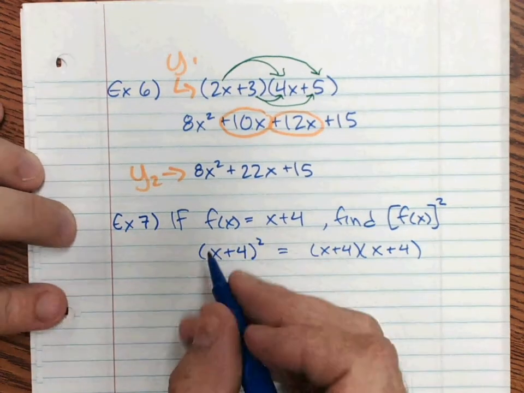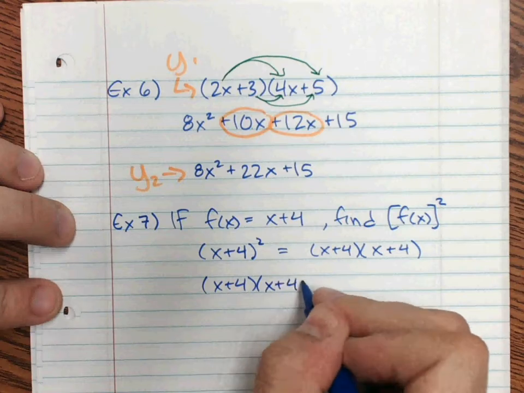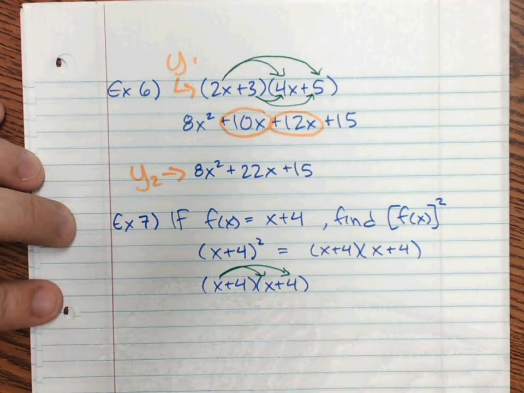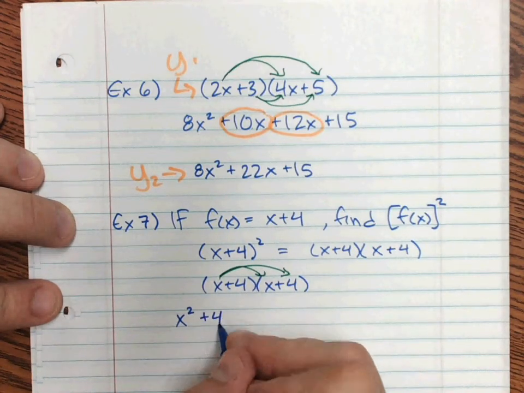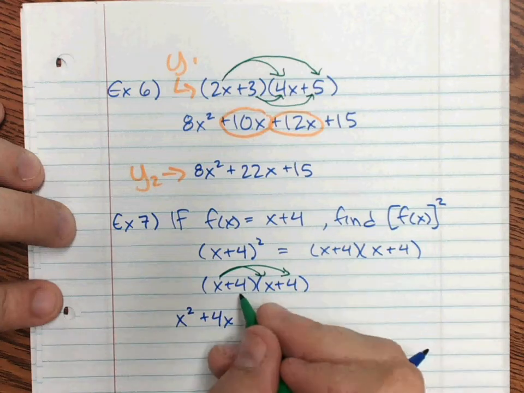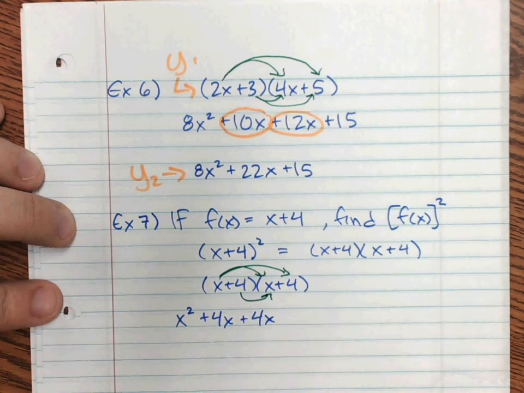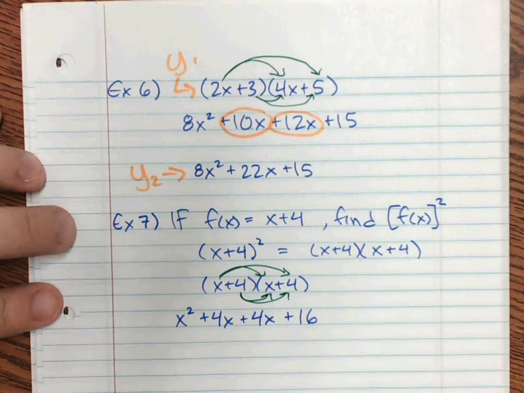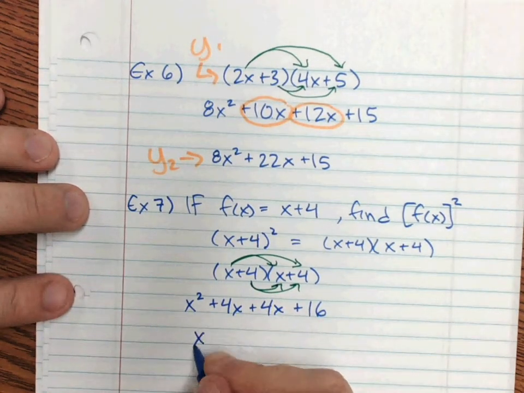Okay, so we're going to take this x plus 4 times x plus 4 and use double distribution to multiply them out. X times x is x squared, x times 4, 4x. On the bottom, 4 times x is 4x, 4 times 4 is 16. Then we are going to look for like terms. X squared does not have a partner, so it's going to go ahead and move on down.